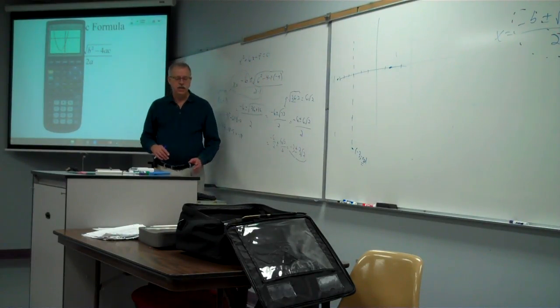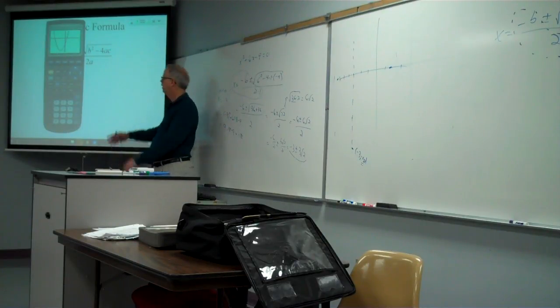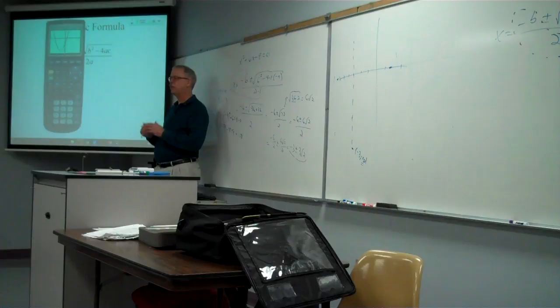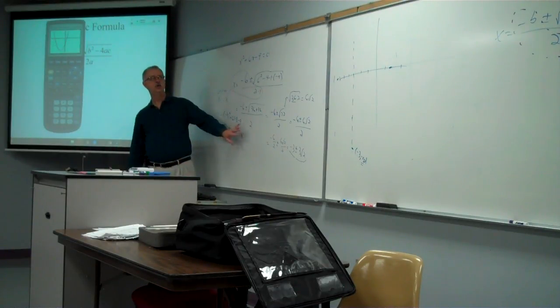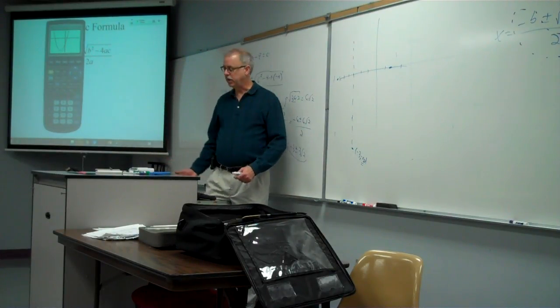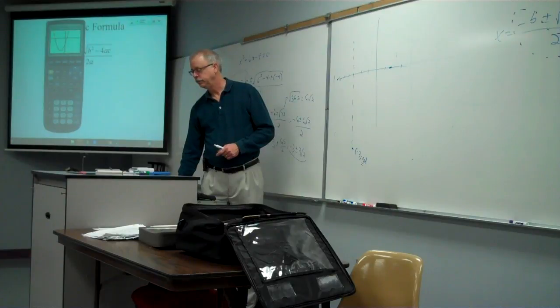So if we know where the key features are, we could get a graph that describes those key features. If we don't know where they are and we do our graph, hopefully we'll realize I don't have all the key features. It can be trial and error, we could figure out an appropriate window. But a lot of times we'd like to know exactly where the key features are. We do have ways to do that using an analysis of the quadratic. We can figure out exactly where the vertex is, exactly where the intercepts are.